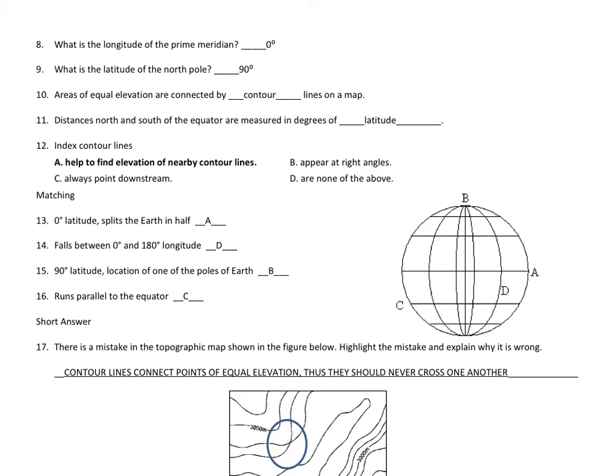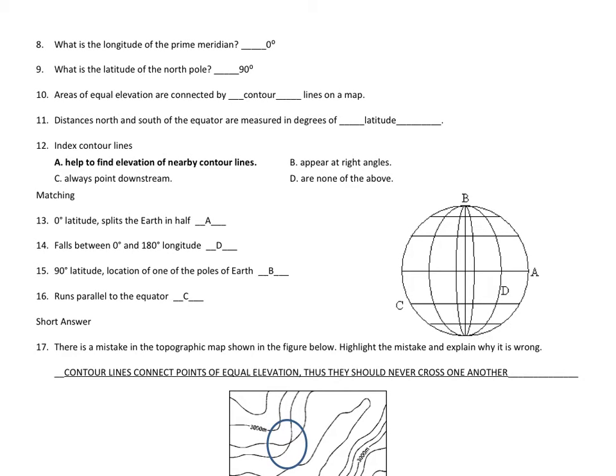What is the longitude of the prime meridian? That would be 0 degrees. That is the starting point. If you go 1 degree to the east or 1 degree to the west, that actually changes the hemisphere that you're in. Remember that the northern hemisphere and the southern hemisphere are divided by the equator, which happens to be 0 degrees latitude, and the eastern and western hemispheres are divided by the prime meridian, 0 degrees, or the 180th meridian, the international date line.